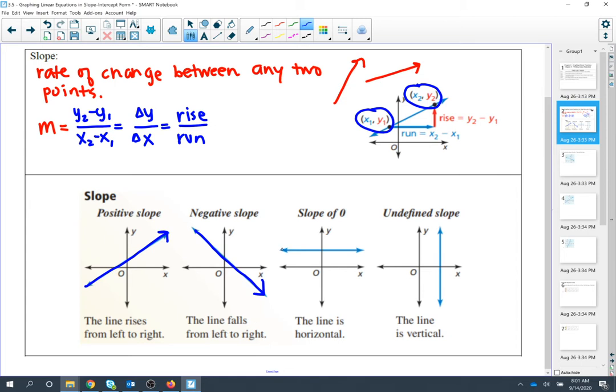A horizontal line isn't rising or falling. It's just staying flat. So that has a slope of 0. There's no rise. And then a vertical line is not a function. Remember, it doesn't pass the vertical line test, so we call that an undefined slope. And what would actually happen here is you would be dividing by 0 in the denominator, which is not allowed.